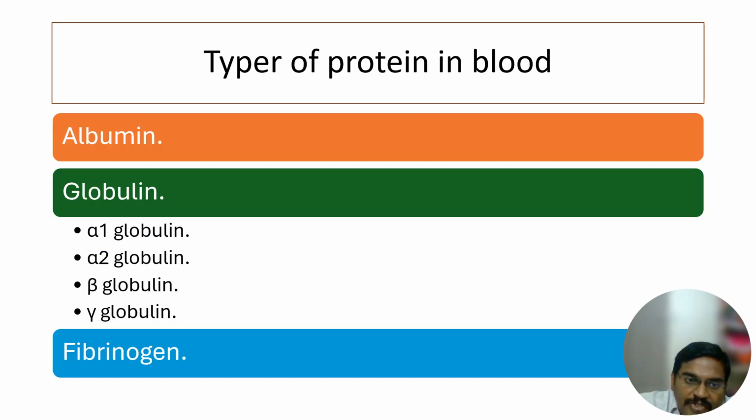So what we have seen till now is the proteins present in the blood and their functions. Then we saw acute phase proteins, positive and negative. So that's all about plasma proteins.